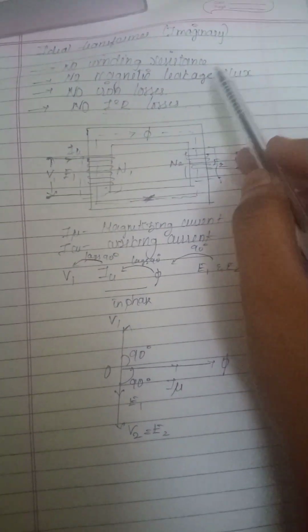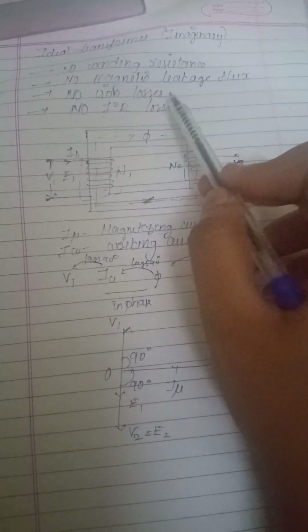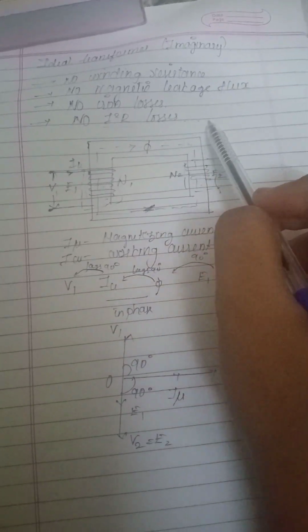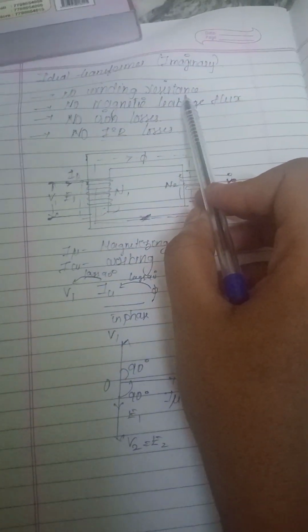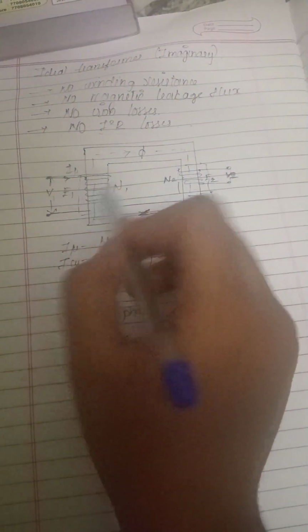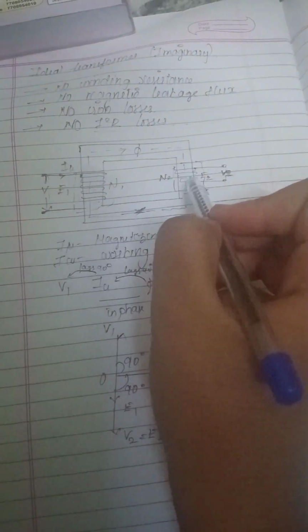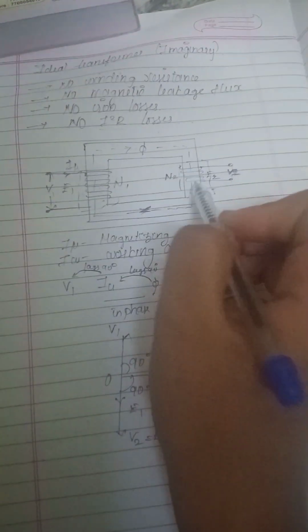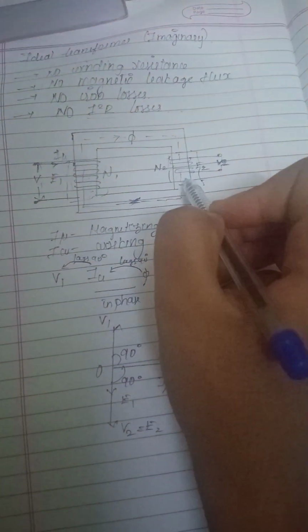Actually, the transformer has winding resistance, magnetic flux leakage, and iron and copper losses. But in this imaginary transformer there are no losses like that. The term winding resistance means there are two windings, primary and secondary, and all electrical equipment has some resistance. Likewise, the windings also have some resistance. So this is the winding resistance.